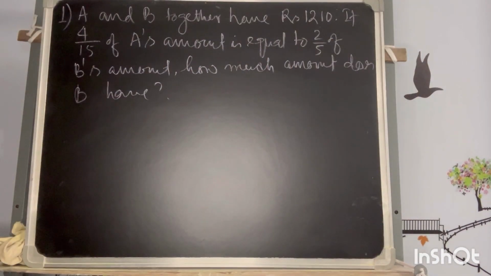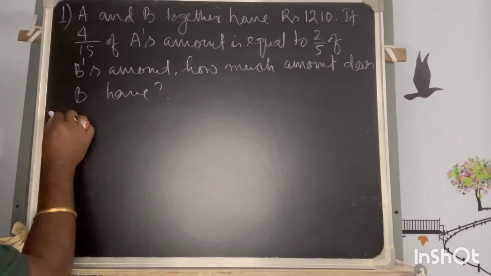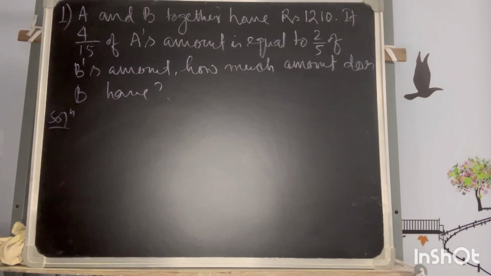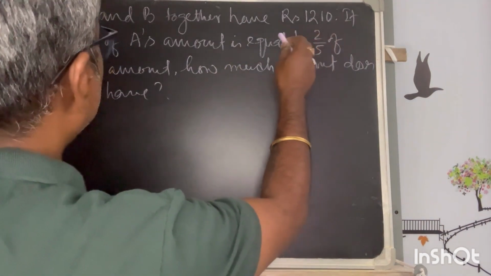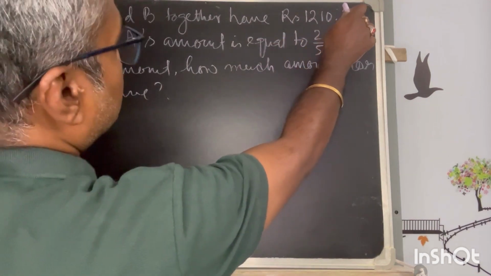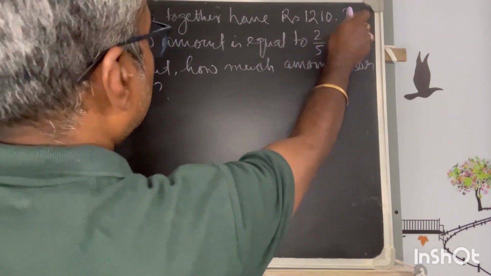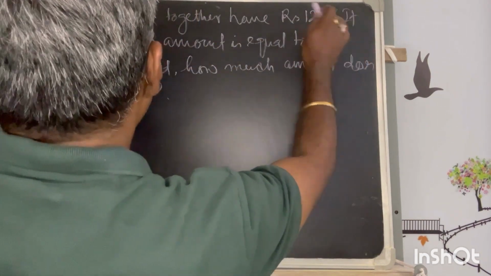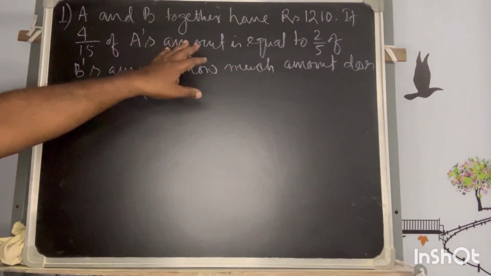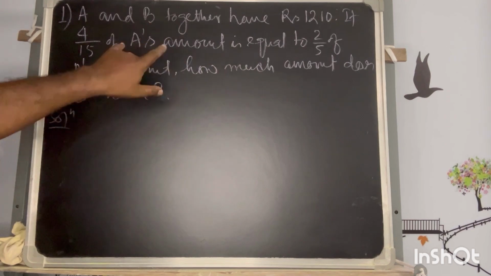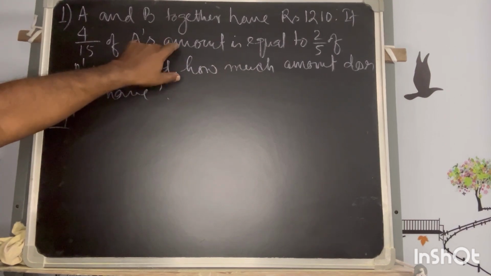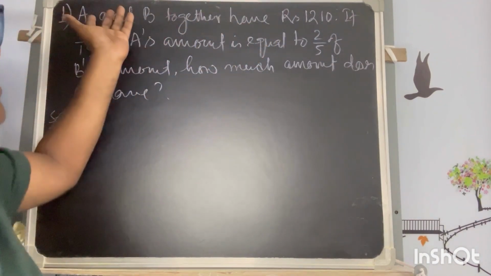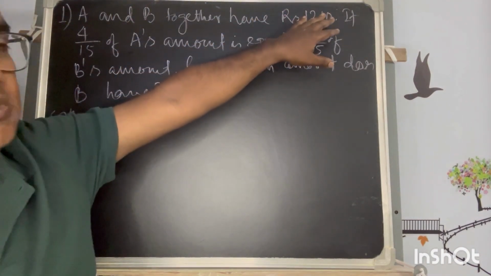A and B together have some rupees. The first segment I will work on is this: if 4 by 5 of A's amount, this will come first because this will build some relation. This is a straightforward relation of rupees. So you know the A share plus B share is 12. This is a straightforward relation.